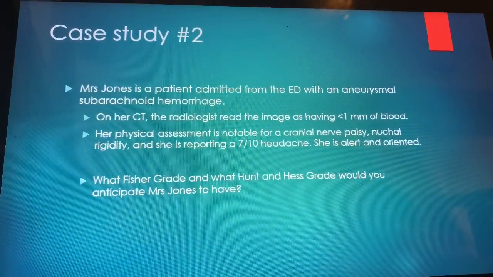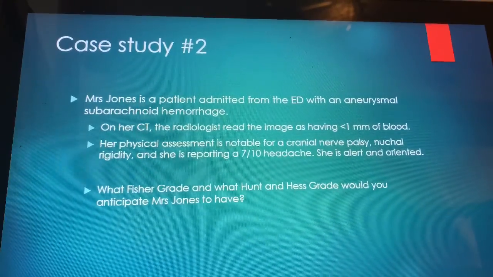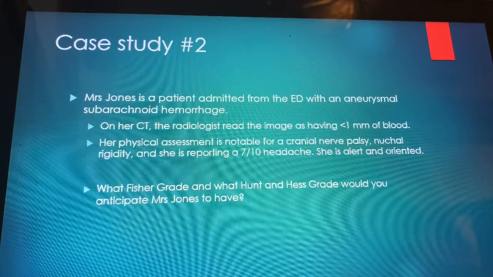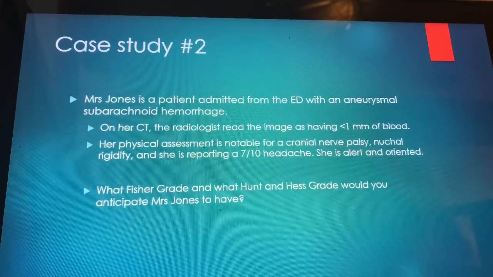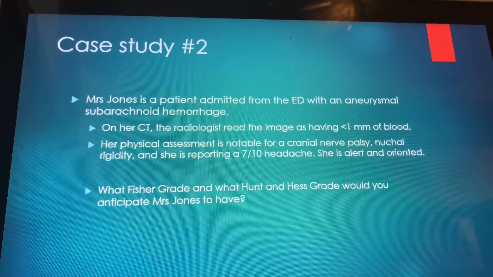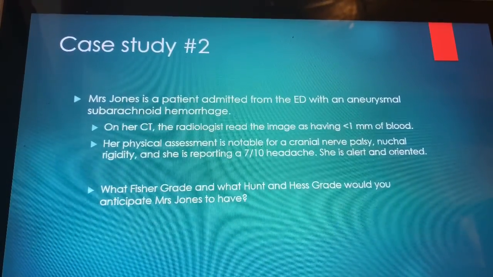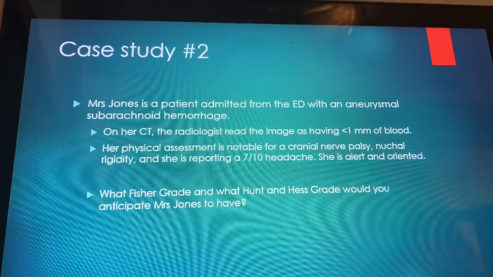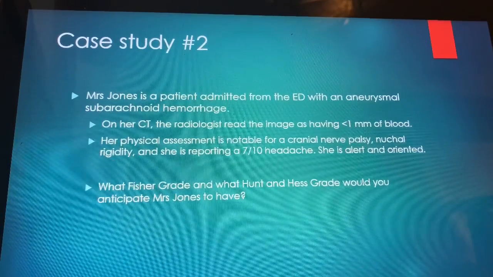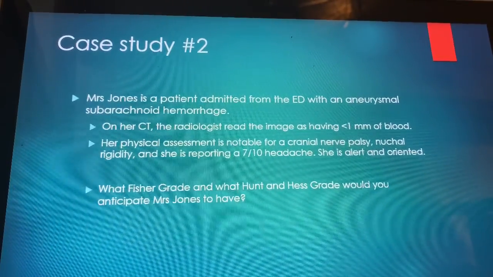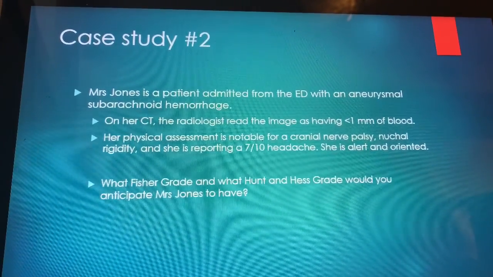Case study number 2. Mrs. Jones is a patient admitted from the ED with an aneurysmal subarachnoid hemorrhage. On her CT, the radiologist read the image as having less than 1 millimeter of blood. Her physical assessment is notable for cranial nerve palsy, nuchal rigidity, and she is reporting 7 out of 10 headache. She is alert and oriented, however. What Fisher grade and what Hunt and Hess grade would you anticipate Mrs. Jones to have? Give you a few minutes to work with your partner to come up with your answer.